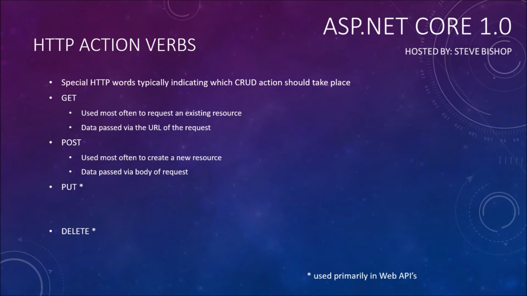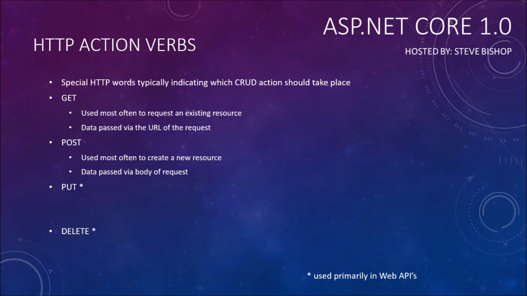Next up, there is the post action verb. Post is most often used to create a new resource. That's more or less for web APIs, where it's used to create new resources. In web application development, it's very common for the post action to do a lot more than just creating a new resource. It's typically also used when you want to update a resource. But when you're talking about web APIs, that goes to the put action, which we'll talk about next.